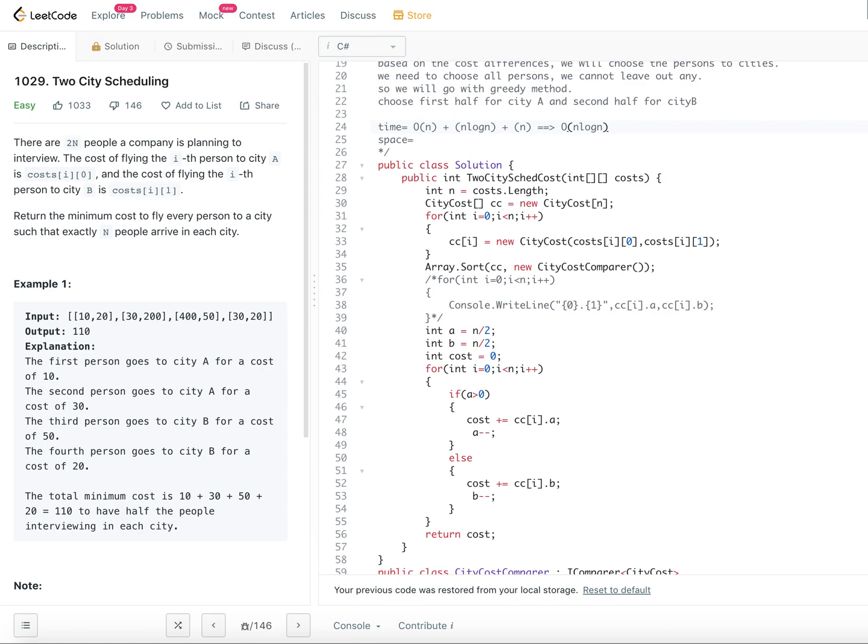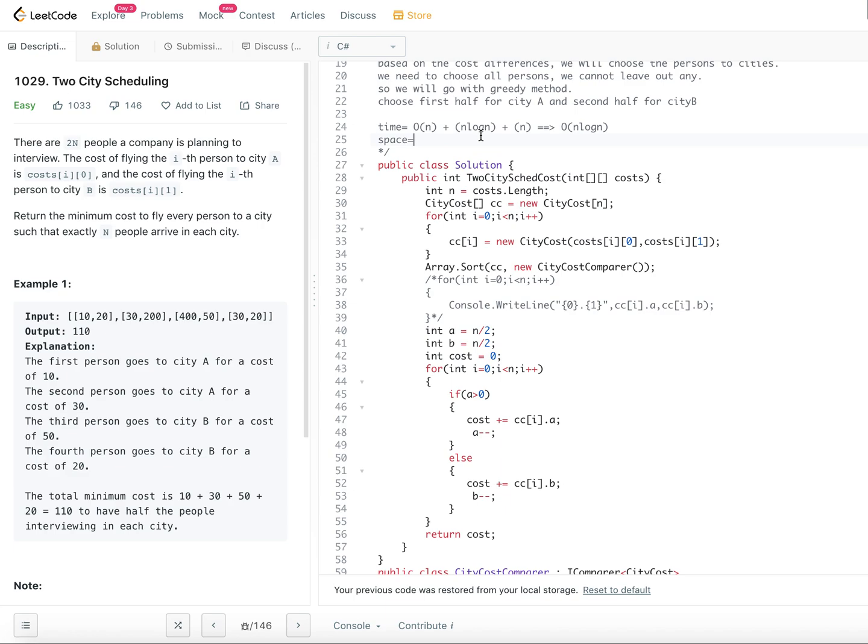This will be the final time complexity, although it will be 2n plus n log n. Although it will be 2n plus n log n, n log n will have a higher value when you compare with 2n. That's why we just take that off, and finally we say the time complexity is order of n log n. What is the space complexity?